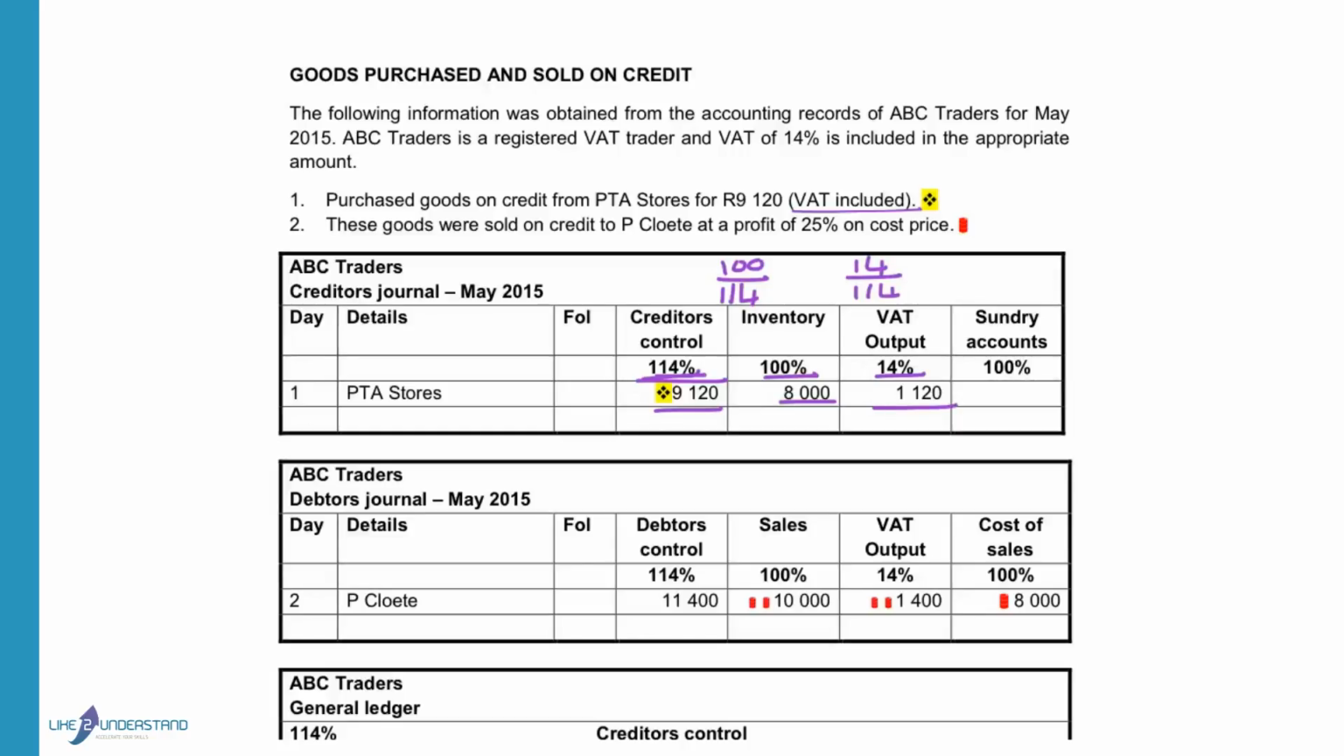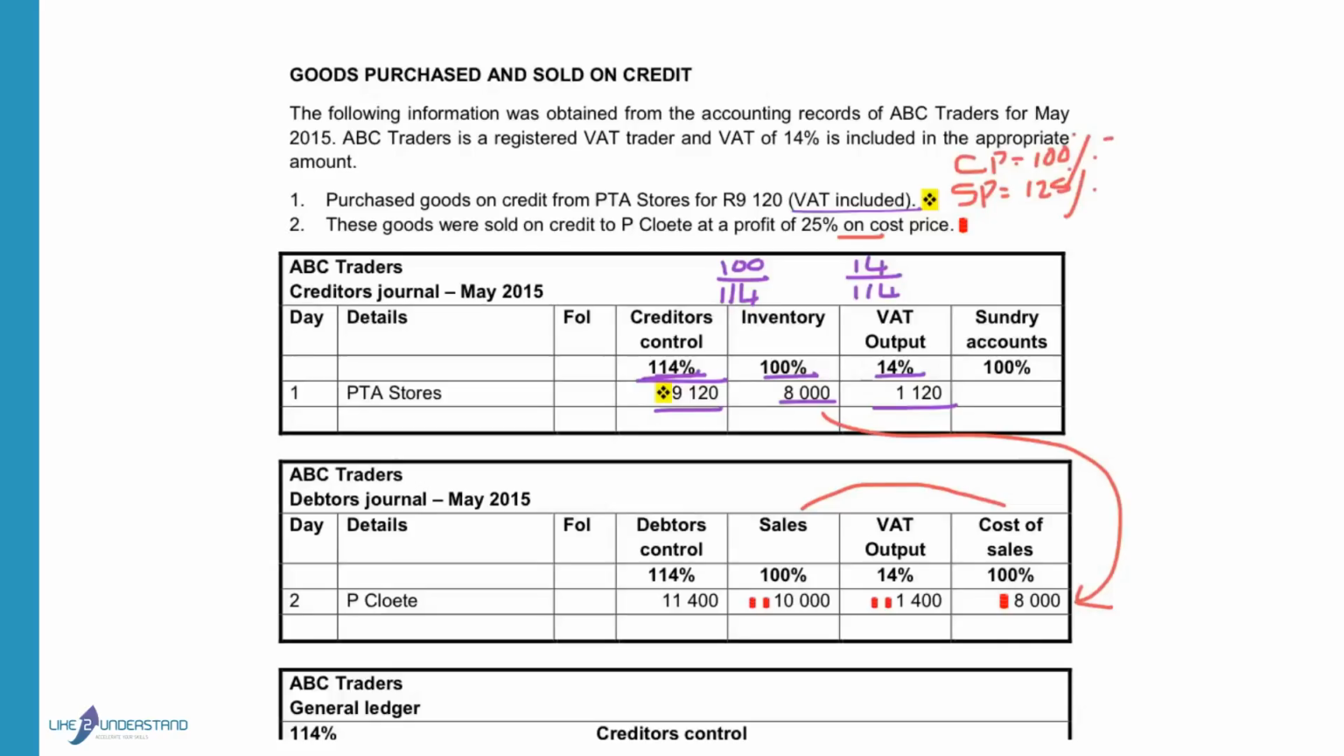These goods were sold to Piet Kloete at a profit of 25% on cost price. That means we have the cost price now because the cost price that we paid equals the cost price that we sell it at. If I want to calculate what is the sales price, I will first calculate the sales price on the cost price, and that is the figure excluding VAT. The profit was made on cost price, so cost price equals 100%, and the sales price equals 125%.